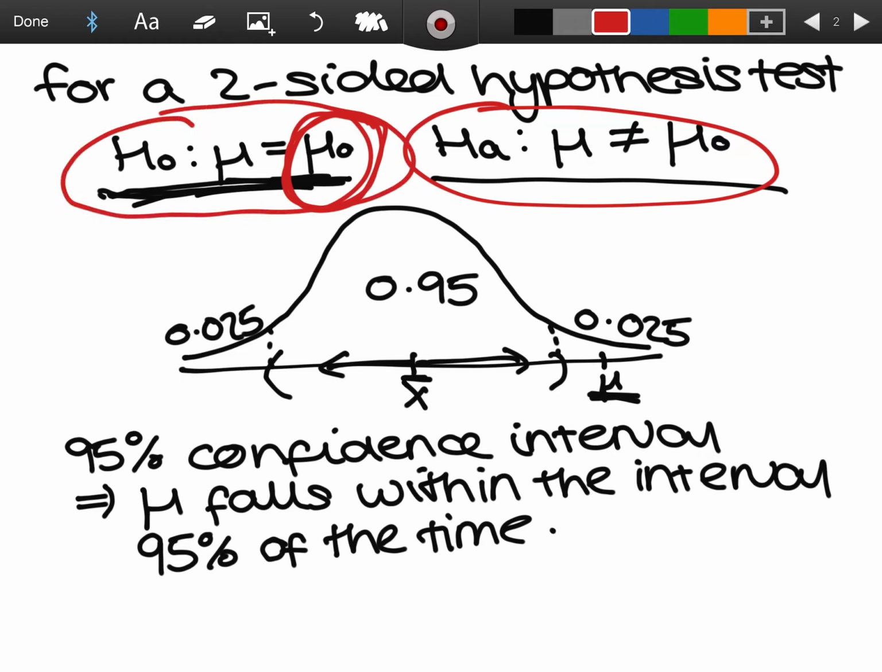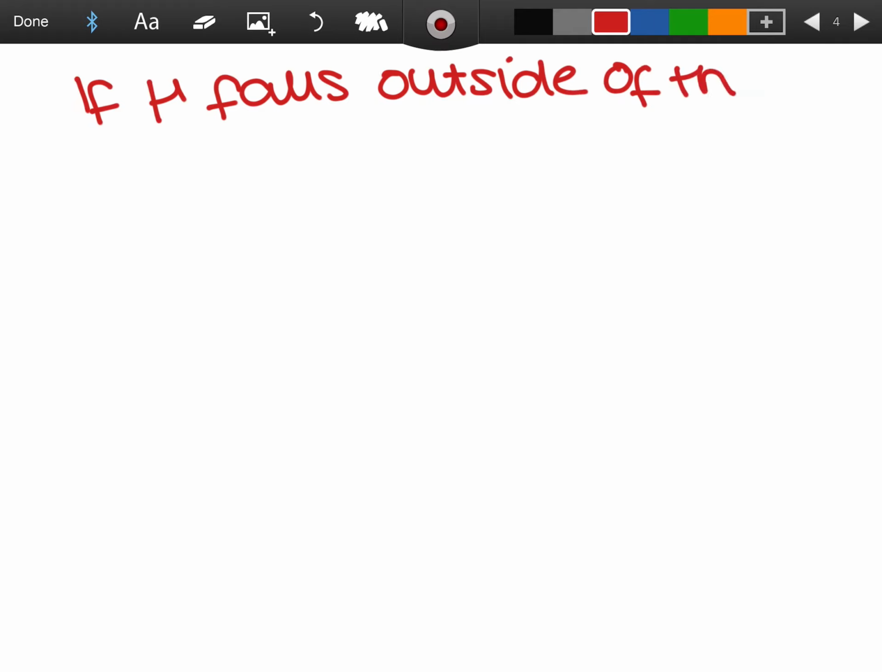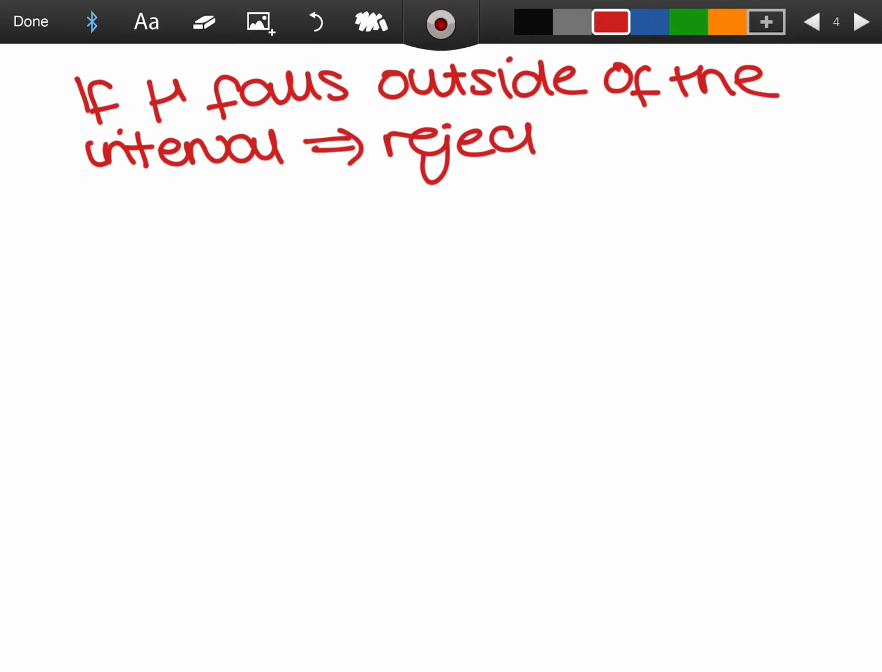Okay. But if it falls outside of the interval, so if the population mean falls outside of the interval, that means that you reject the null hypothesis in favor of the alternative hypothesis. Okay, so you actually therefore say that the population mean has changed. It's not equal to that value mu0 that you initially thought it was.